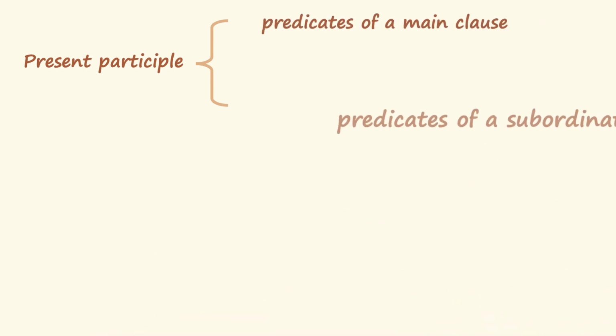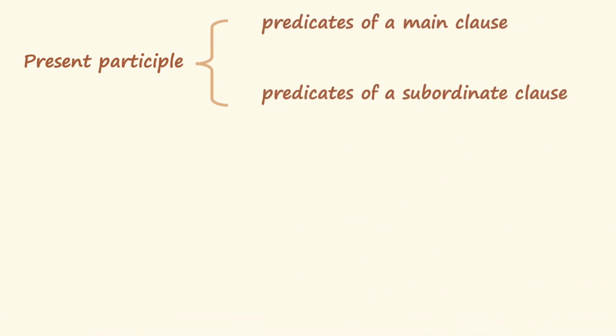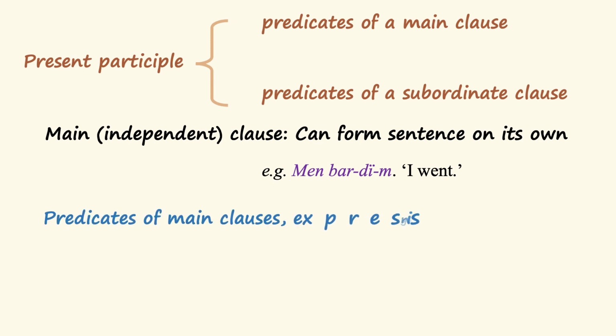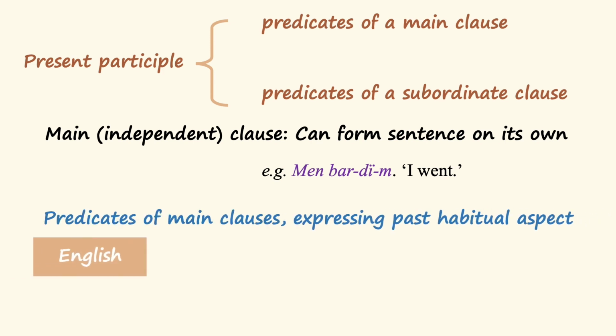The present participle can be used in the predicates of main and subordinate clauses. So, what is a main clause? A main clause, also known as independent clause, can form a sentence on its own, not dependent on other clauses. It is always finite, containing a verb that shows tense or aspect. The first function of the present participle is that the present participle атын, етін can be used in the predicates of main clauses, expressing past habitual aspects.